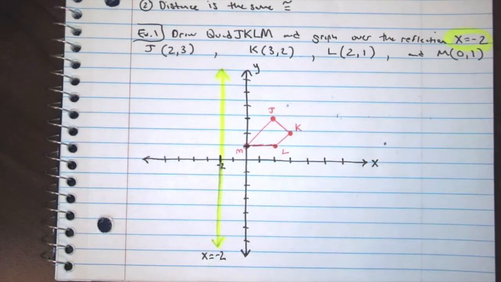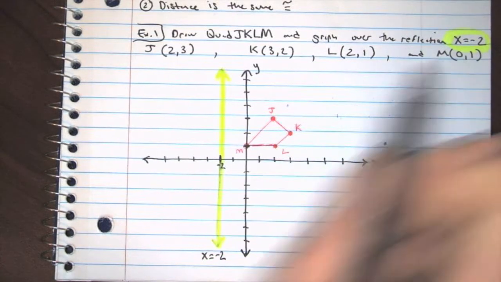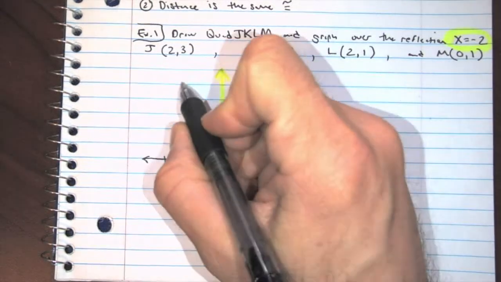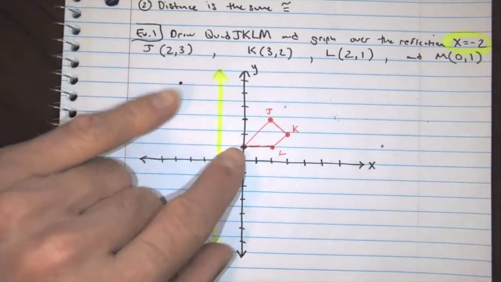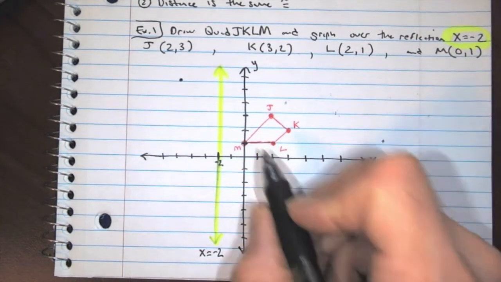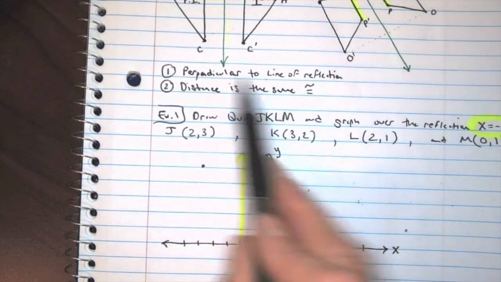Alright, time to reflect. Everybody, I want you to take this point and start with M. Even though that was last, we'll start with M. I'd like you to reflect it over that line of reflection. Now don't put M here. That's ridiculous. That doesn't make any sense. Don't put M on the same side of the line of reflection. It has to be on the other side. It has to be the same distance, and it has to be perpendicular.